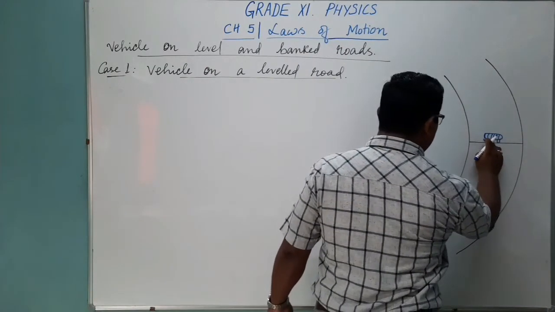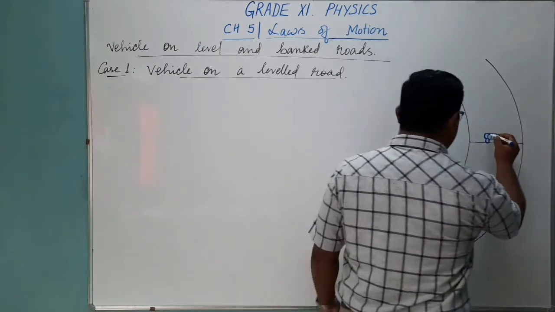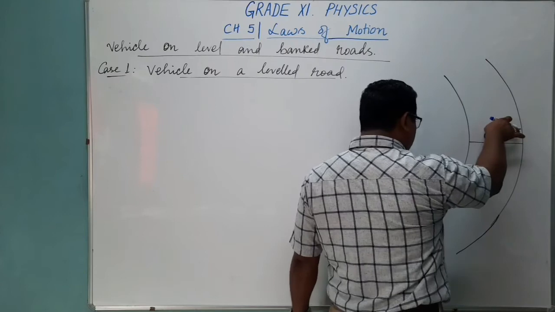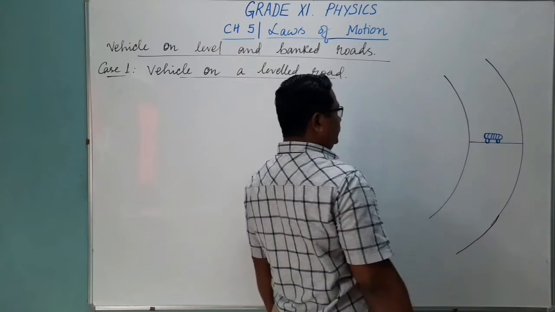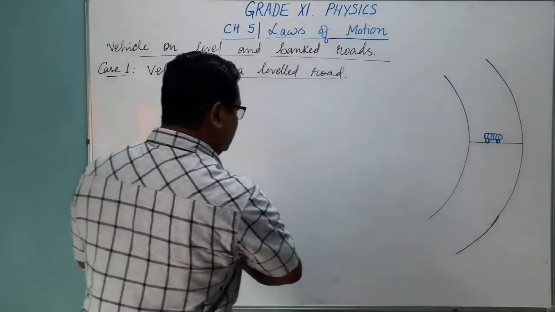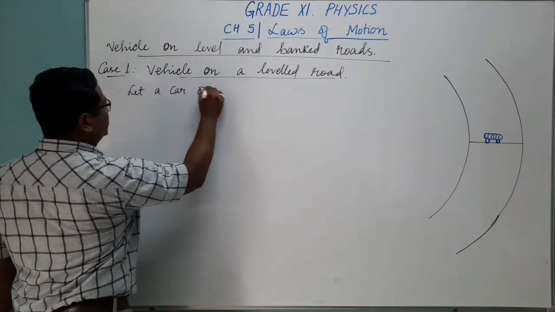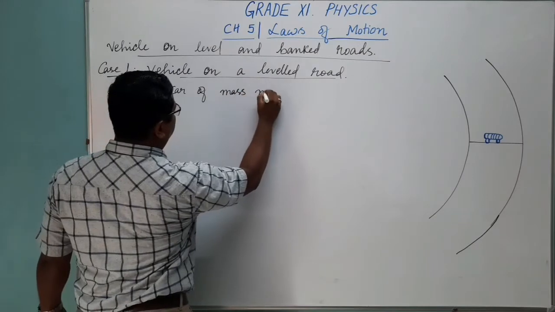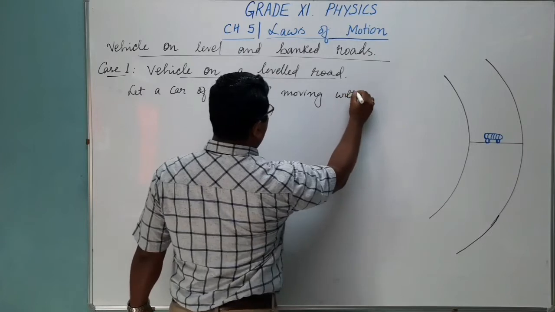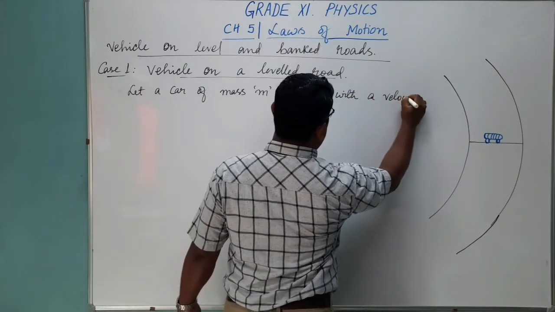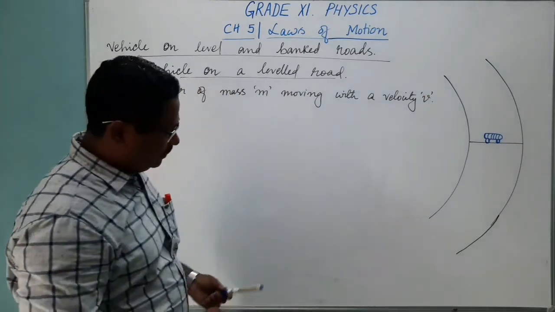This is a front view. Don't misjudge it. This is the front view of the car. The other part of the car is like this, suppose the tires are here. It's coming on the road. So we'll take it like this. Let a car of mass M be moving with a velocity V.